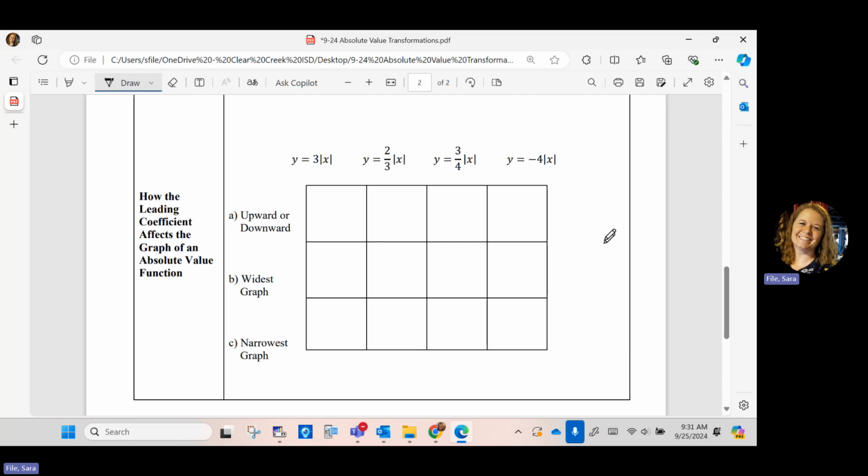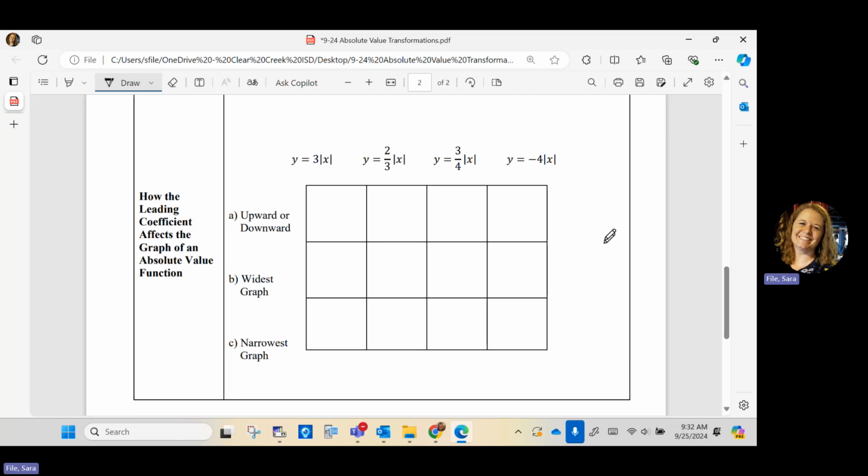So looking at the narrower ones, we're talking 3 and 4. If I'm stretching it times 3 or times 4, which one's going to be skinnier? Yeah, the bigger the number, the further away from 0, the more stretched it is, the narrower it's going to be. So even though that one's negative and that one's positive, we're not worried about the positive or negative when we're talking about narrow versus wide. The further away from 0, so -4 is further away than +3, right? That is going to be the most narrow. So the narrowest graph is going to be this one.